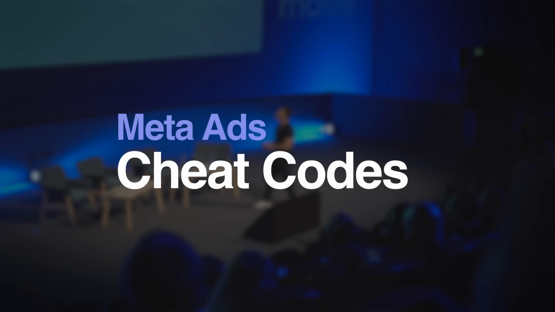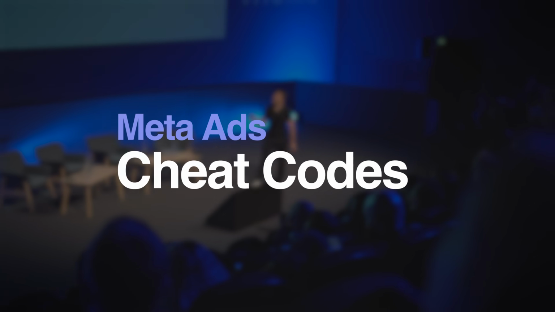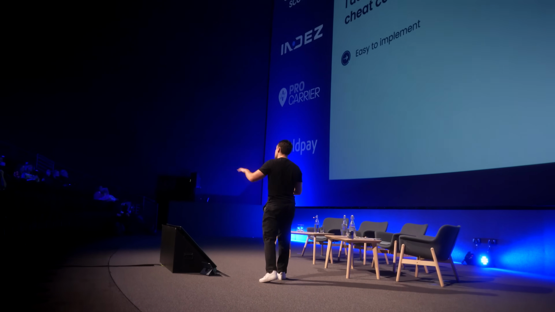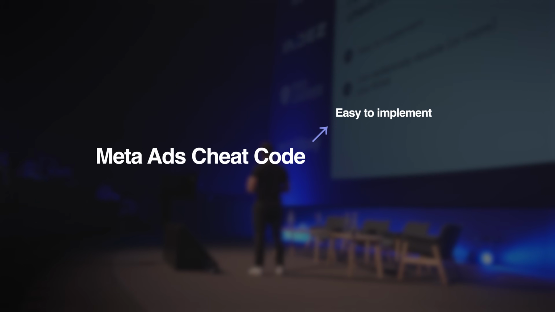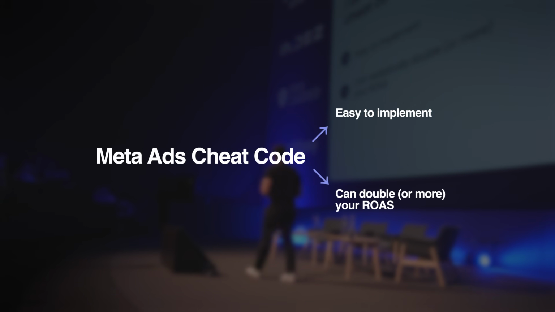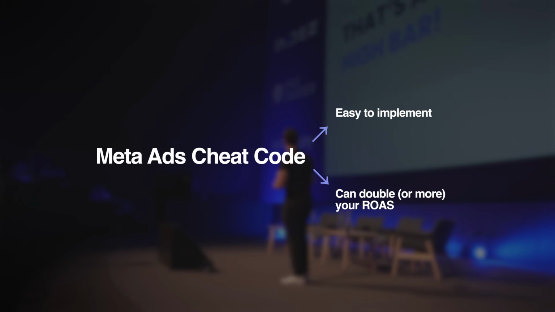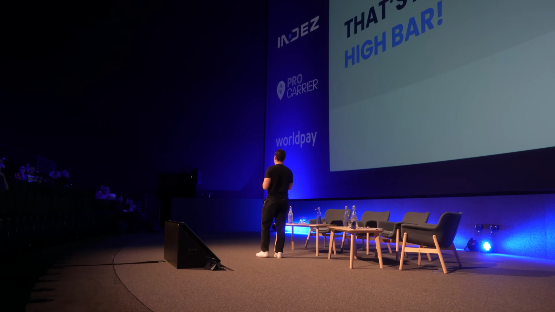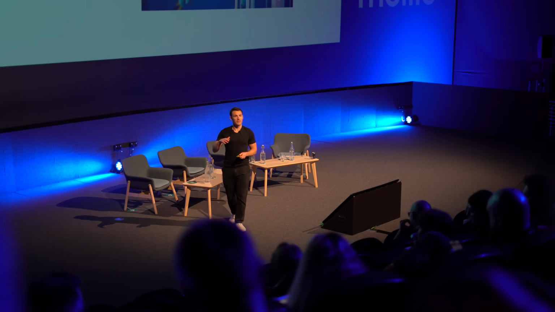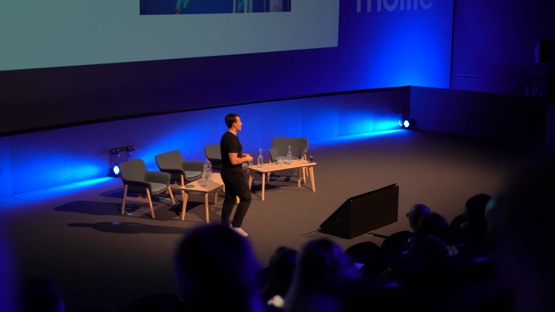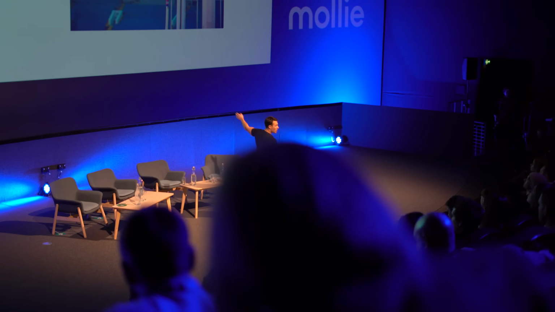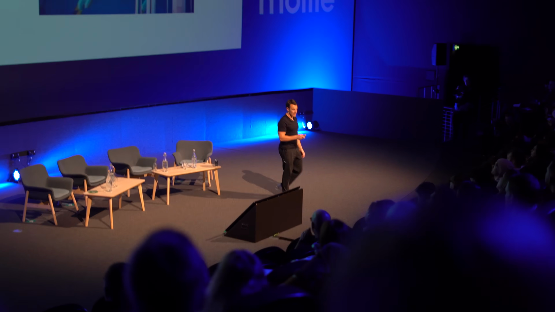Okay, so Meta ads cheat codes. What does that even mean? I define a Meta ads cheat code as easy to implement and can realistically double or more your return on ad spend. That's a really high bar. There's loads of things. I could give you 100 tips that, if you implement them, might improve results 5%, 10%, but not many things can double your results, double your return on ad spend.